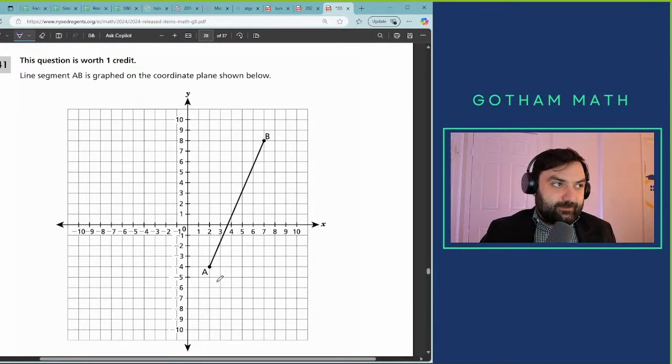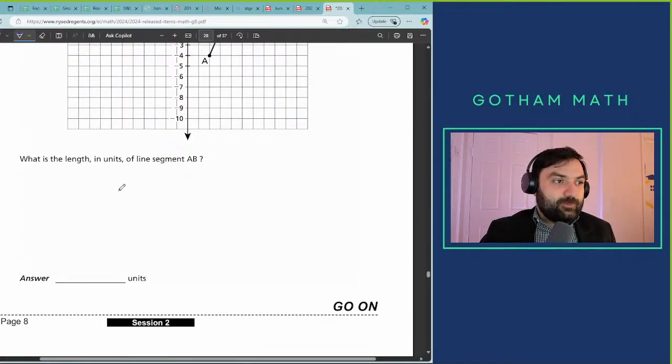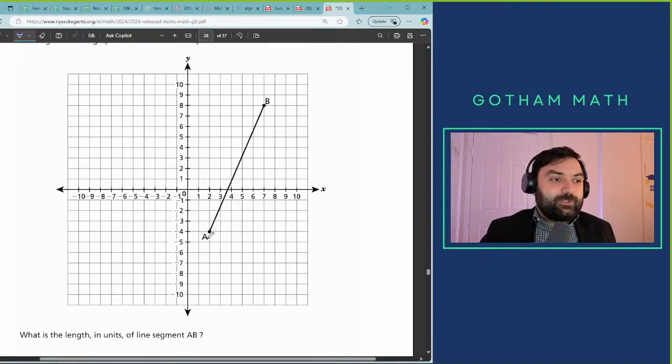All right. The line AB is graphed in the coordinate plane shown. What is the length in units? All right. So we need to know the length from A to B. There are several ways to do it. I think it's going to be our last question of the day here. So how do we do it? There are two ways to do it.